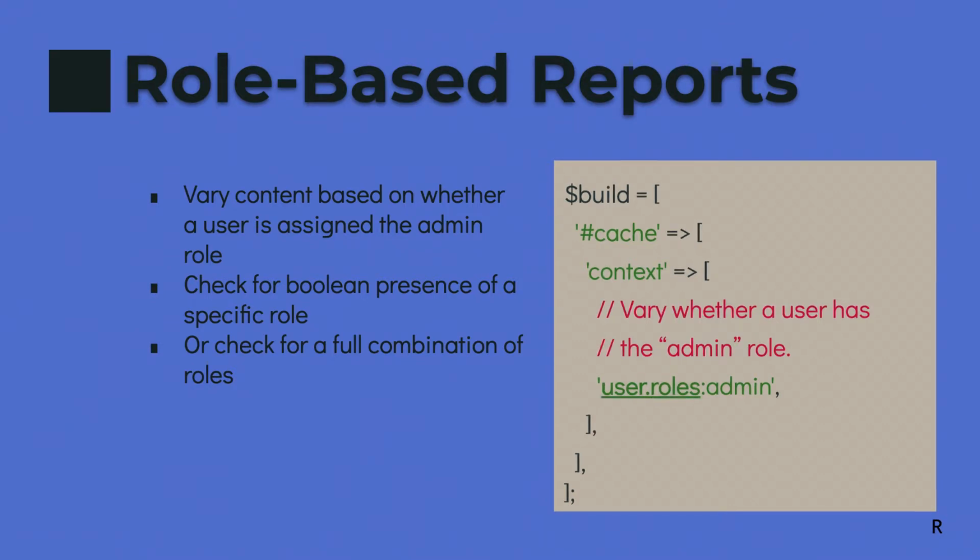But if we wanted to be more general, we could just use user.roles, and that's actually going to look at the full collection or full combination of roles that that user has. But that's going to increase the number of variations depending on how many different combinations of roles somebody could have. So an admin and an editor would have one variation, but an admin and a calendar manager would have a different combination. So that's how many variations are going to be shown in caches.